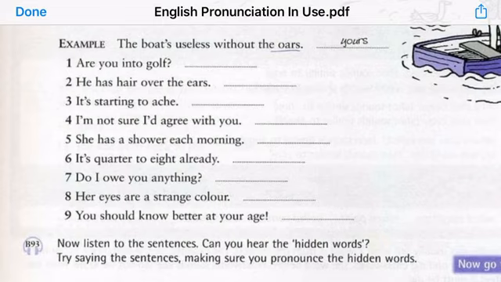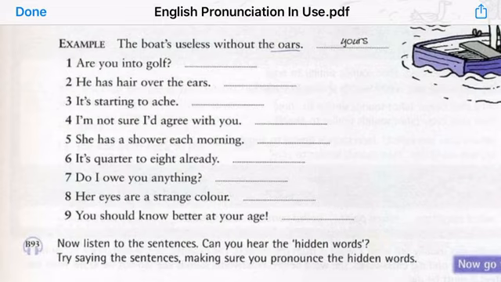She has a shower each morning. Shower each morning, reach morning. That's why we have reach. It's 7:45 already. Two plus eight, we have an intrusive we, so it sounds like wait.